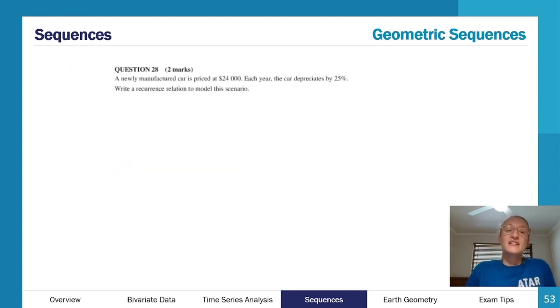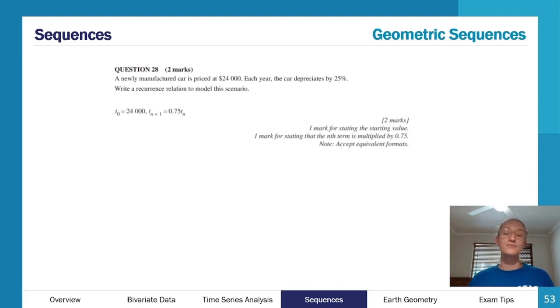So a geometric sequence example. A newly manufactured car is priced at $24,000. Each year, the car depreciates by 25%. Write a recurrence relation to model this scenario. And this is the answer that we have here.